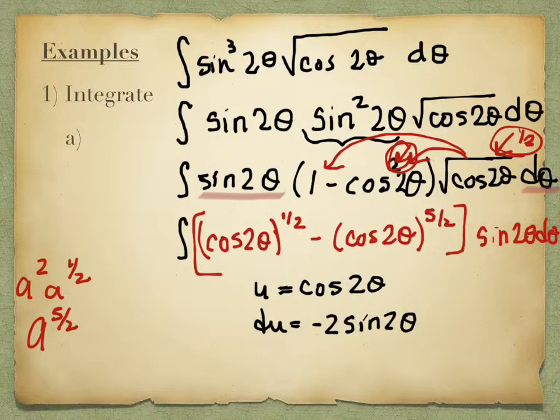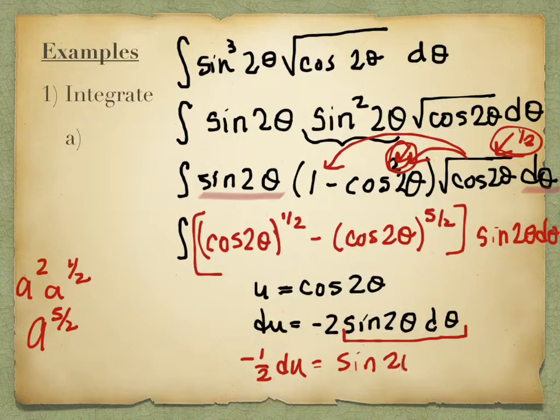Now, I don't have all those pieces in my problem, but I have most of it. I have the sine 2 theta. Oh, and I'm missing d theta at the end. So this portion right here is in my problem, which means I can divide the other portion to the sides. This is negative 1/2 du equals sine of 2 theta d theta. Are we good?